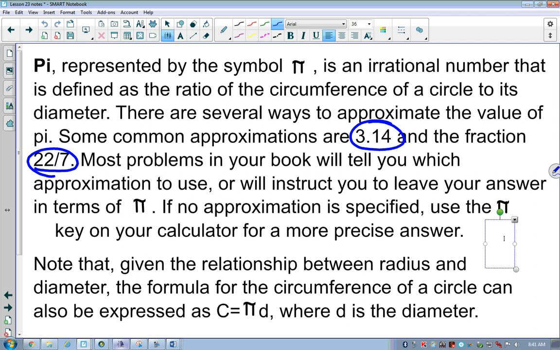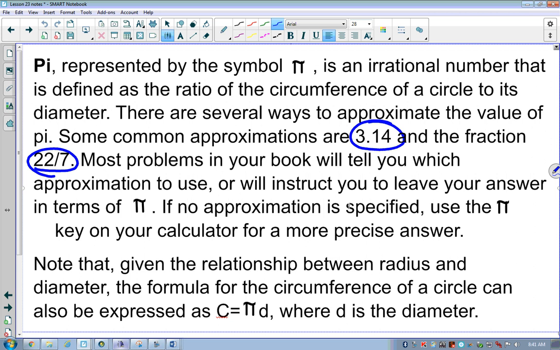All right. Most problems in your book will tell you which approximation to use. It will instruct you to leave your answer in terms of pi. So if they ask me to find circumference of a circle in terms of pi, what they mean is that I'm going to leave pi as part of my answer.